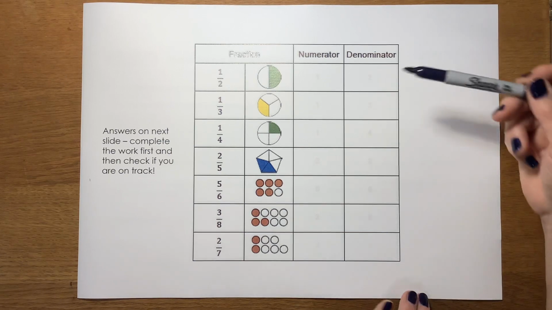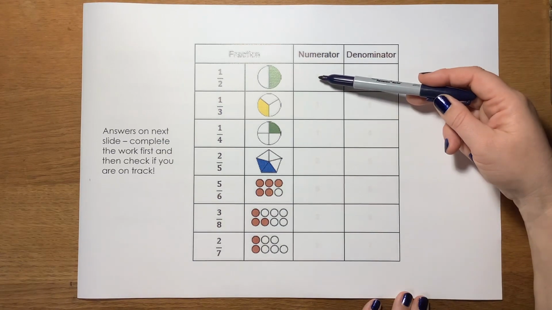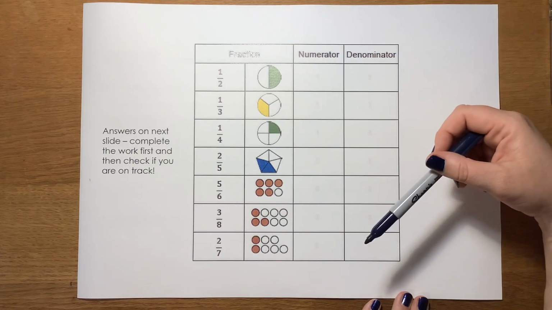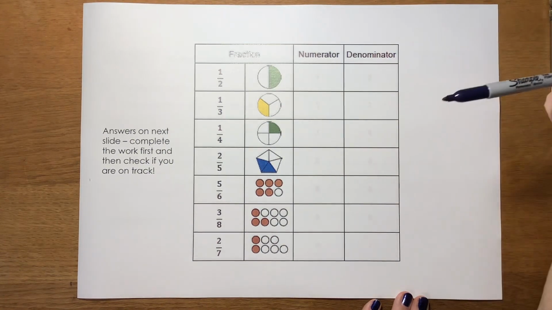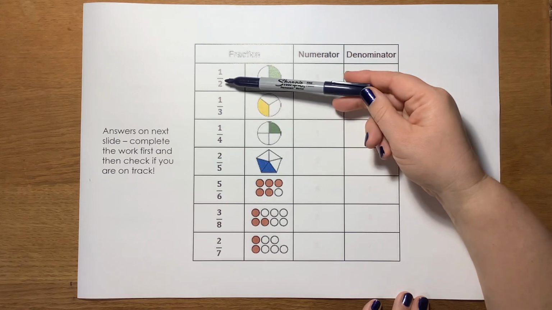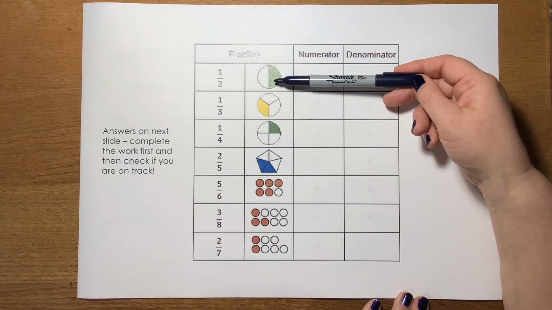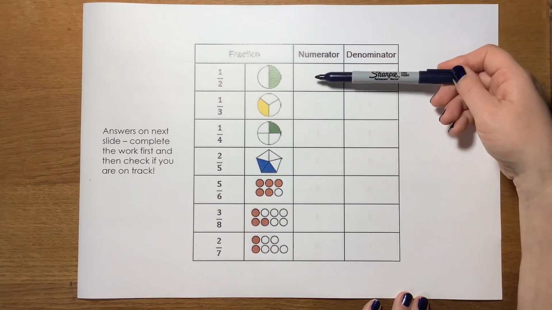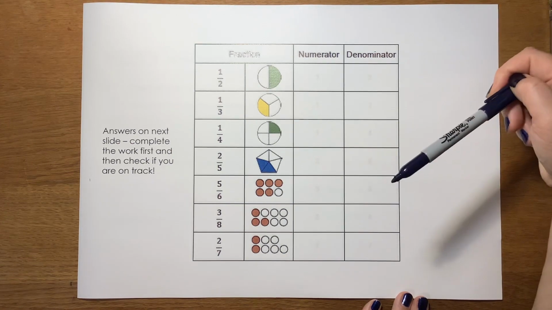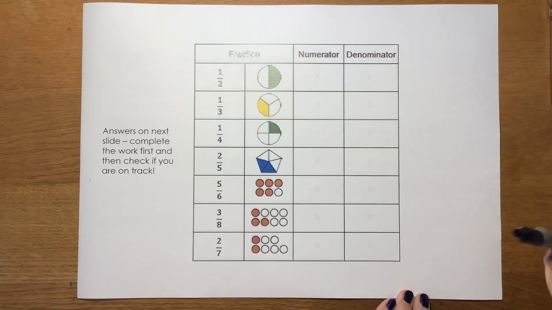So I'd like you to have a go at working out what the numerator and the denominator is in each of these fractions. You've got a number representation and a pictorial representation. I would like you to tell me what the numerator is and what the denominator is for each of these. Pause the video and have a go at that.